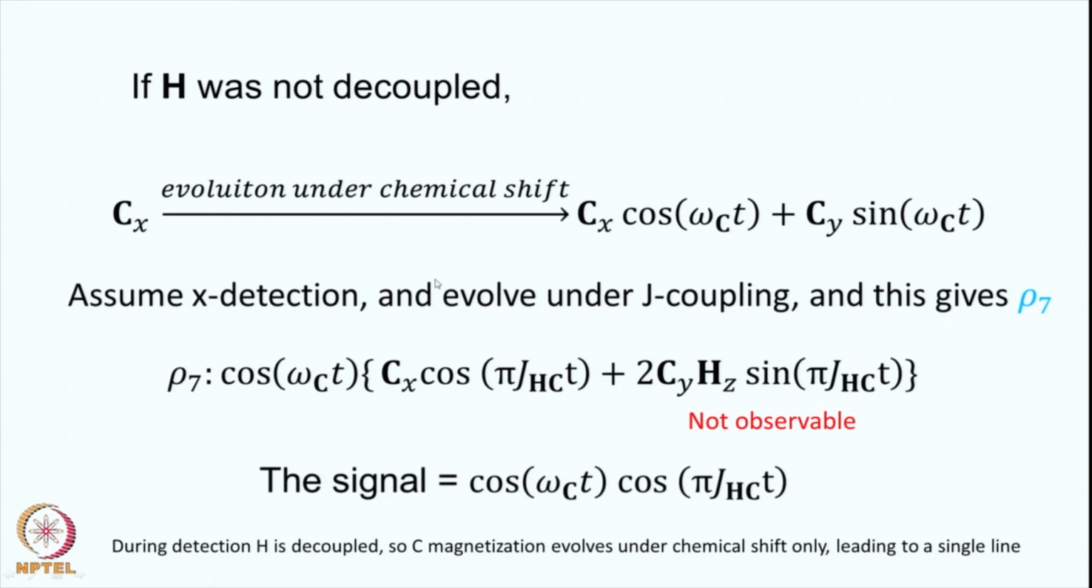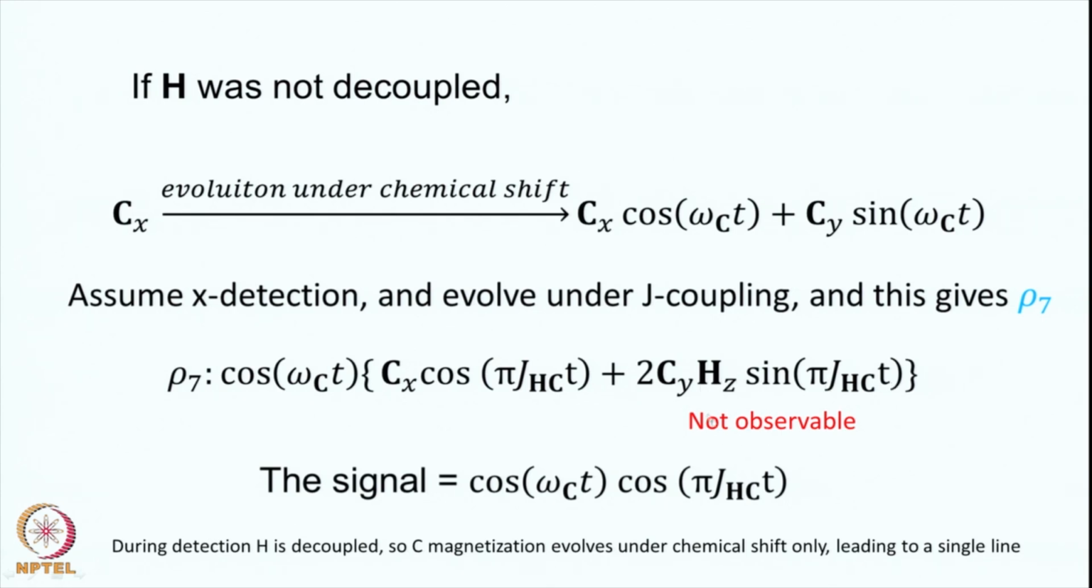In principle, of course, when you are collecting the data and evolving, you will have to consider all the terms which are present, but this is to demonstrate how things develop depending upon what term you select. So if I were to collect X data, that is X detection, and evolve under the J coupling now. Shift evolution has produced Cx and Cy, now consider the evolution of the X part under J coupling, and this gives me rho 7. So the rho 7 gives me cosine omega Ct, Cx cosine pi jHct, now it is a function of time, right, plus 2 Cy Hz sin pi jHct.